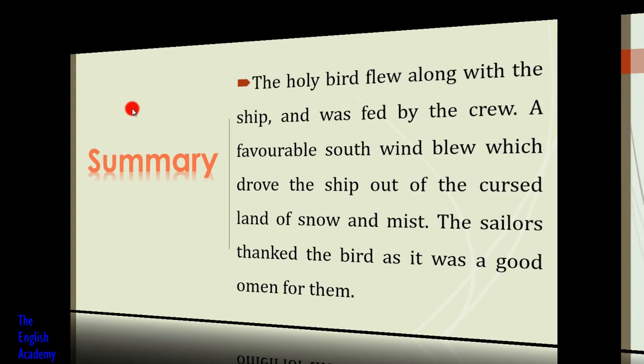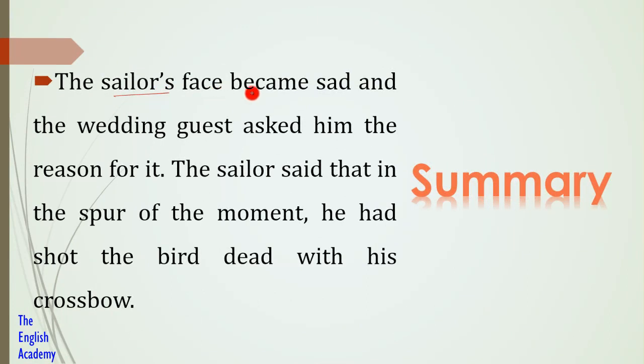Then we come to know the sailor's face became sad and the wedding guest asked him the reason for it. All of a sudden, the ancient mariner's expressions changed and his face became very sad. The sailor said that in the spur of the moment, he had shot the bird dead with his crossbow. So the mariner tells the wedding guest that just like that, in the heat of the moment, he used his crossbow, aimed at the albatross and shot it dead with an arrow.